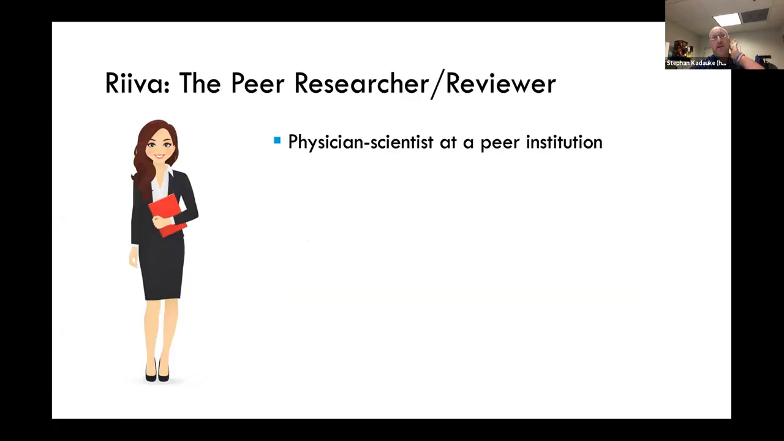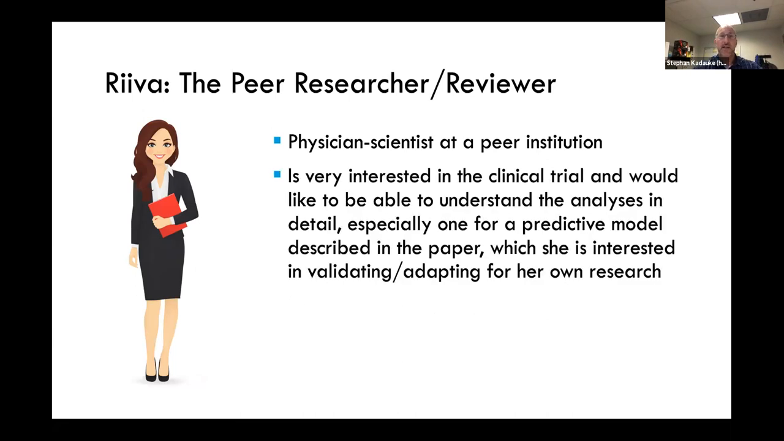All right, let's talk about Reva real quick. She is a physician scientist at a peer institution. She's also an oncologist, and she's very interested in the clinical trial. And she's interested in this predictive model that's going to be described in the paper, which she wants to validate and adapt for her own research. And that may be an opportunity for a future collaboration between the two centers. So that's very cool to make that accessible.